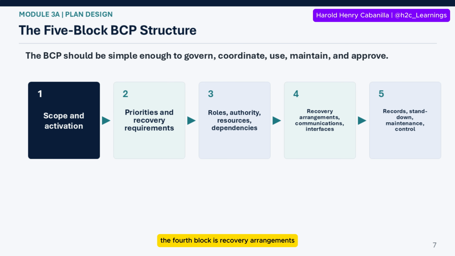The fourth block is recovery arrangements, communications, and support plan interfaces. This describes the design of recovery arrangements, communication coordination, internal and external interfaces, and the connection points with specialist plans such as emergency response, IT disaster recovery, cyber response, or crisis communication. The fifth block is records, stand-down design, maintenance, and document control. This block ensures the plan can be controlled, reviewed, updated, approved, accessed, and maintained over time.